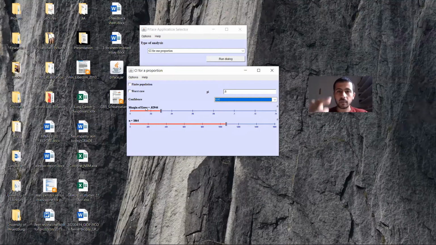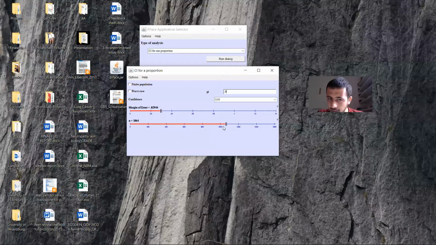Let's say I think I will have a proportion of 90%. This is the proportion I'm expecting. What margin of error do I need? Do I need a margin of error that goes from 90% to 80%? Do I accept this, or do I need a very precise, very small range? No, I need a range like 5% plus minus 5%, which is okay with me. So I will go to the margin of error.